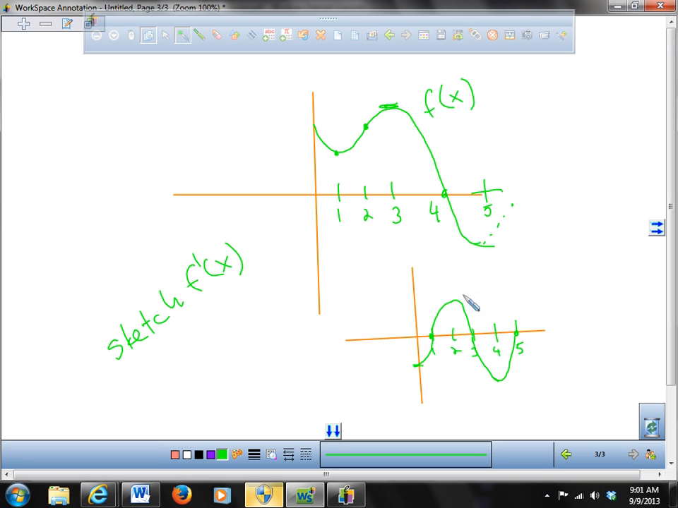So if this is f of x, this would be f prime of x. So that's a lot of thinking, right? And then they actually go backwards. Here's a derivative, sketch the function. Okay, so those ones are really, you can look at the one in your book like that.